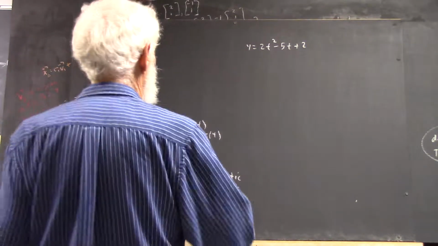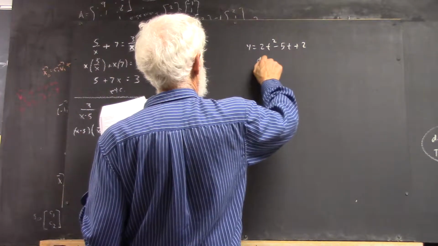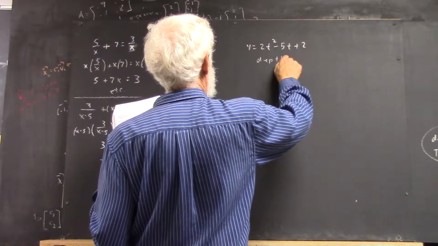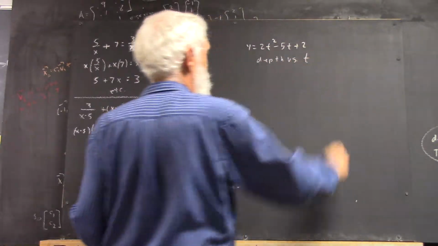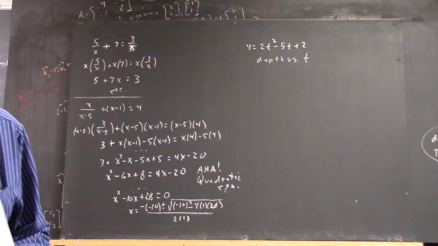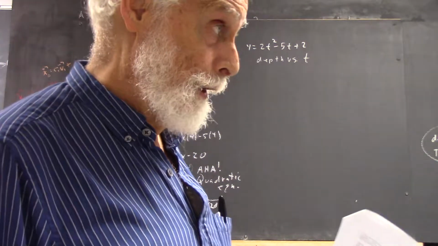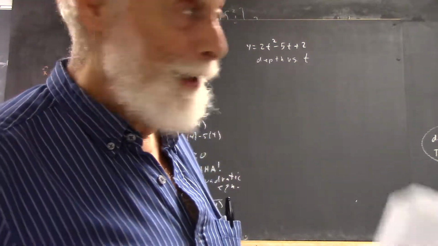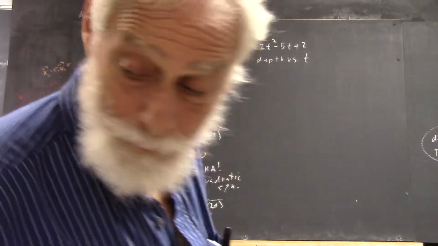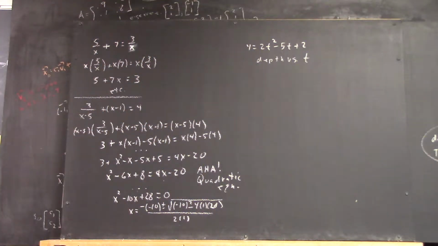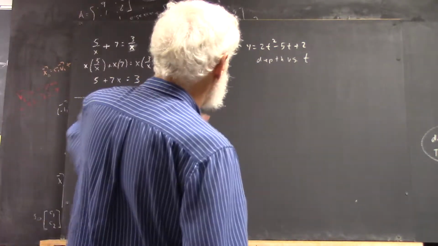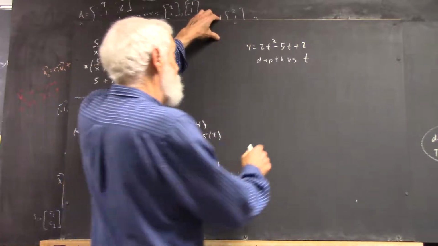And so we have this function, this is depth versus clock time. And this goes back to graphing by transformations, okay? And that's kind of the big thing that I really want to see. Okay, so depth versus clock time.